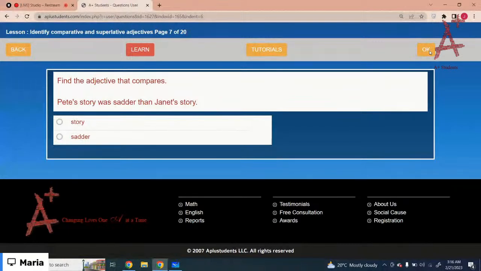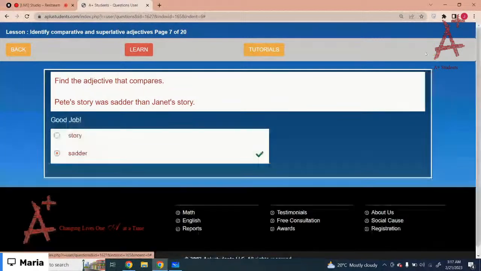Find the adjective that compares. Pete's story was sadder than Janet's story. So which is the correct option? Story or sadder? The correct option is sadder. Got it? Sadder is the adjective that compares.